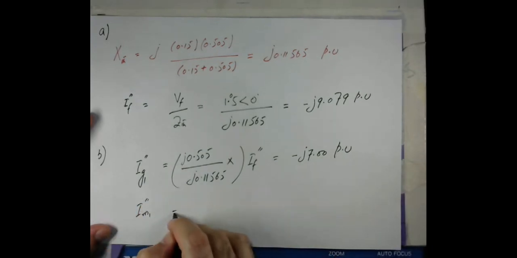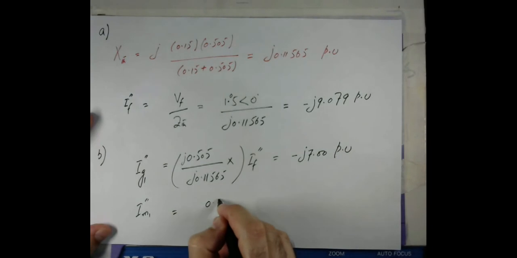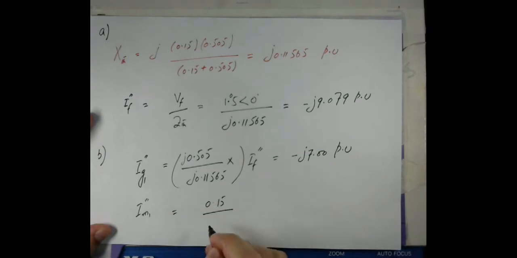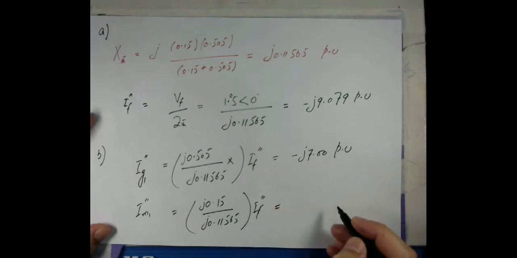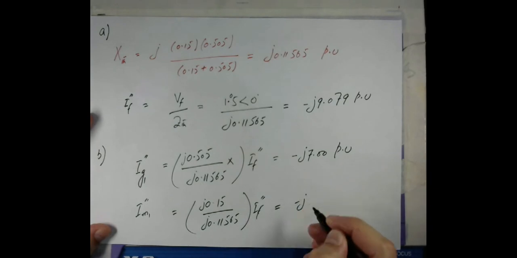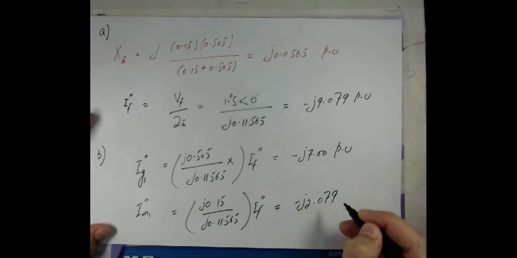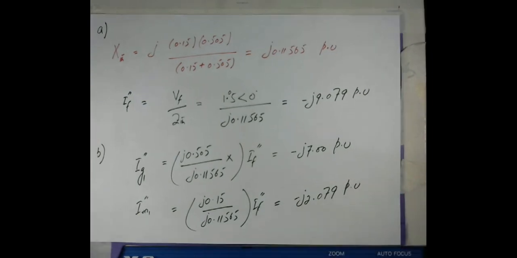And IM1 double prime will become 0.15 J, according to the current dividing rule, and once again IF double prime, so that will become equal to minus J 2.079 per unit. So now we have performed the second task related to the sub-transient generator and motor currents.